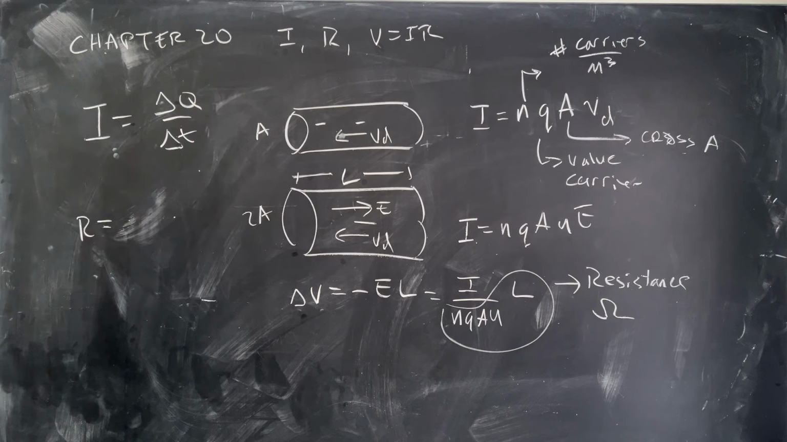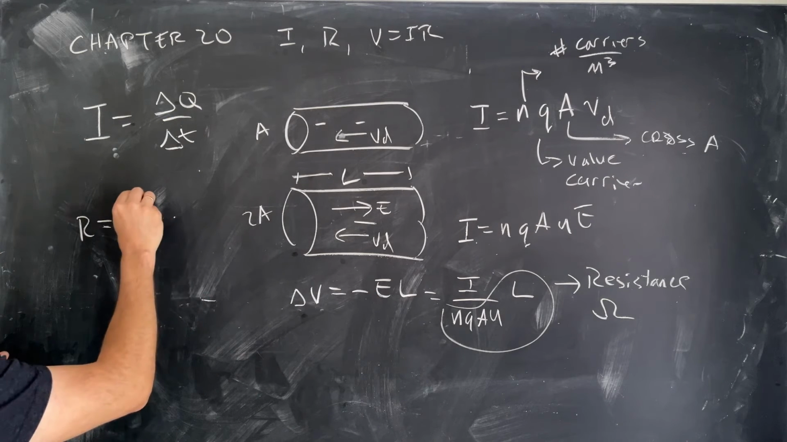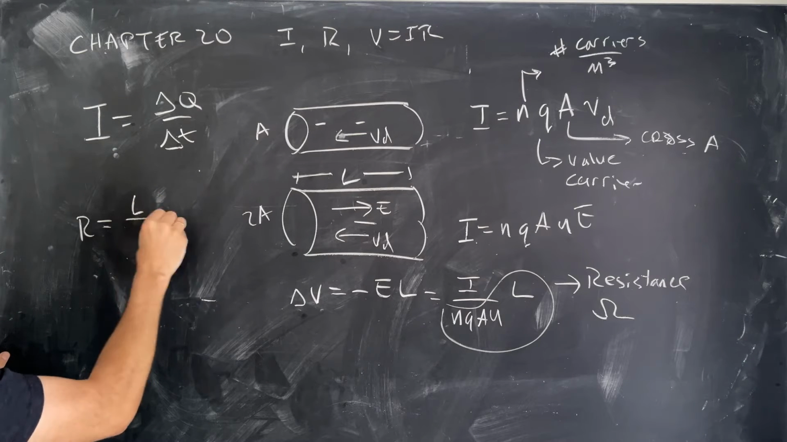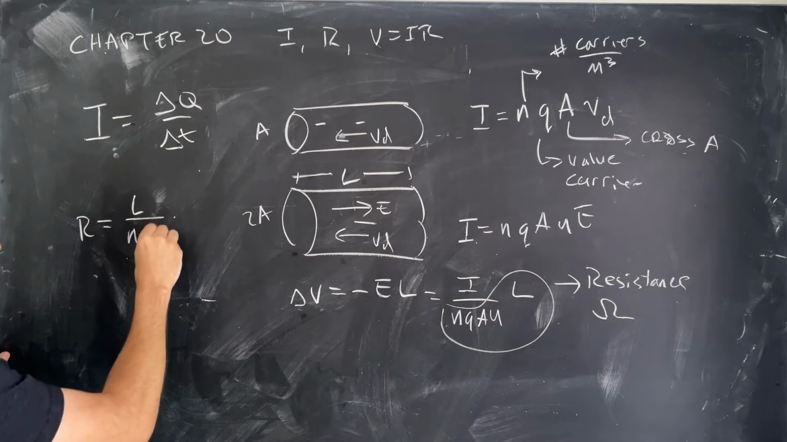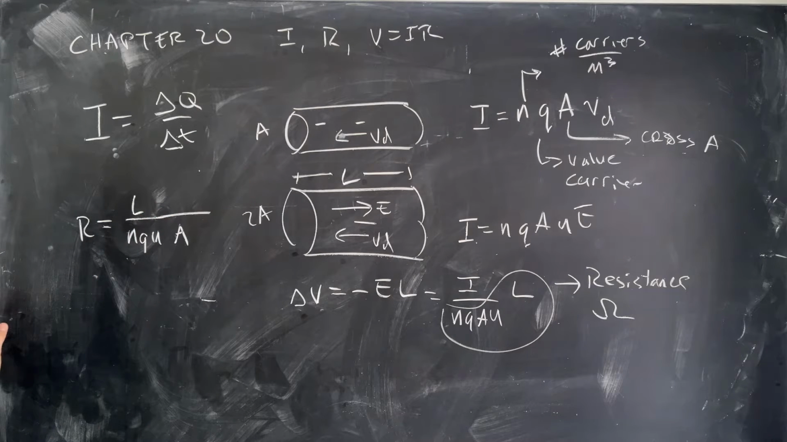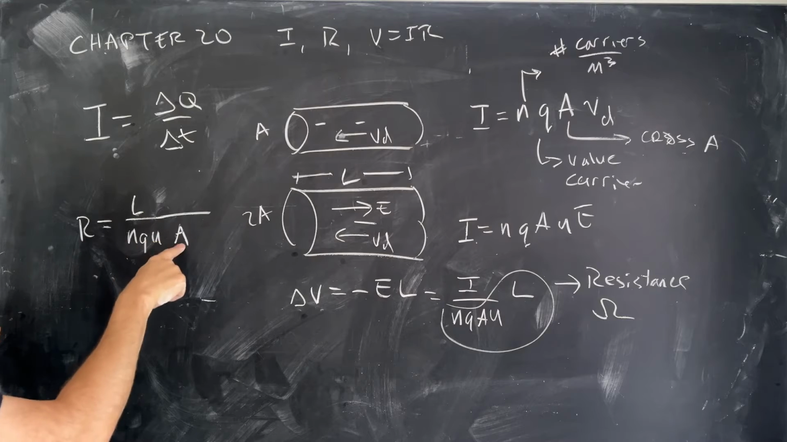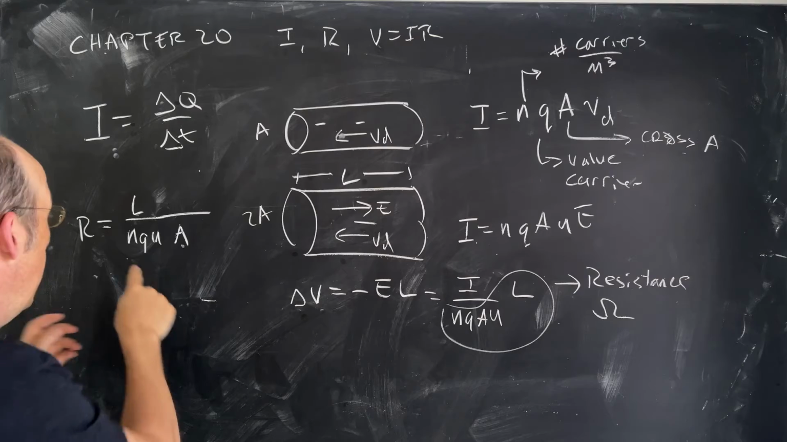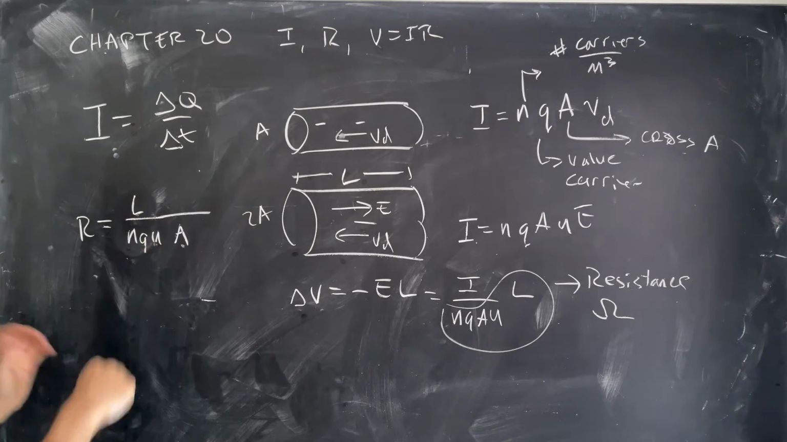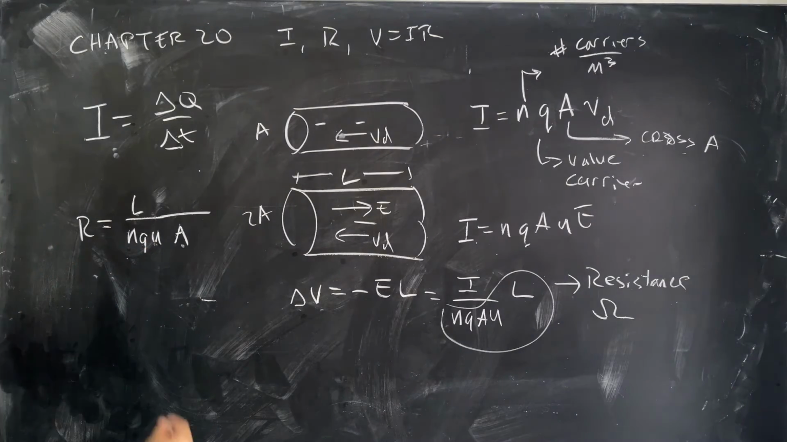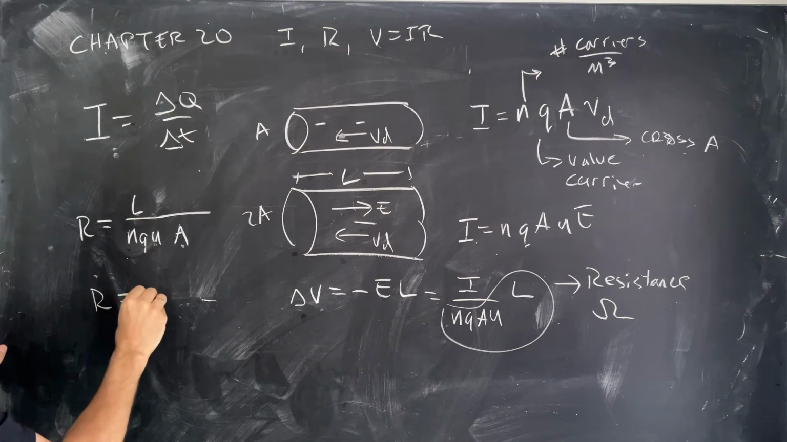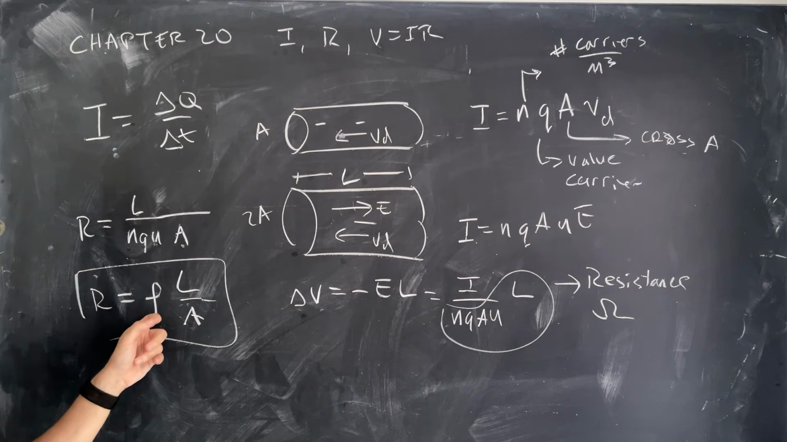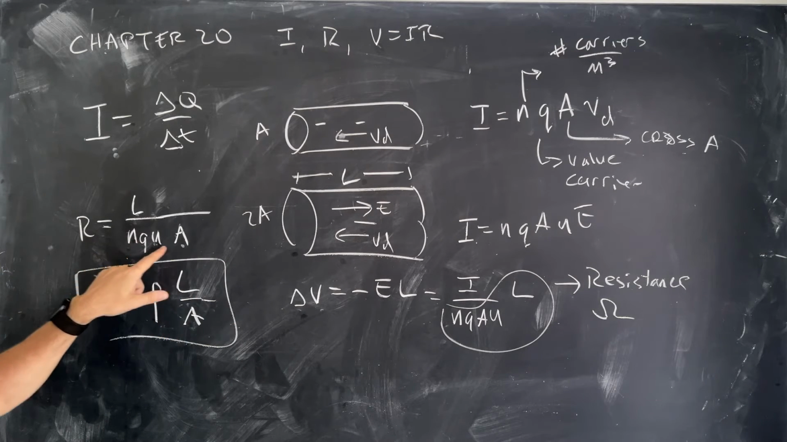Okay, so that's V equals IR, and then R is going to be L over nqμA. I put it that way because L and A are properties of the size of the wire, and n, q, and μ are properties of the type of material. And so we can actually write this as rho L over A for a wire. So this is the resistivity, which just depends on these materials right here.